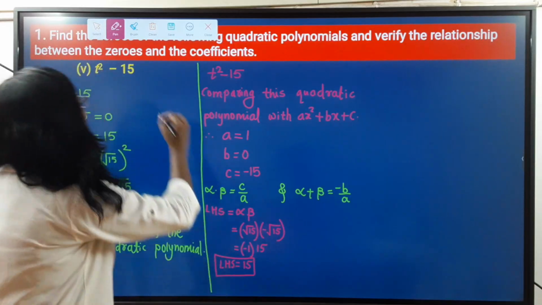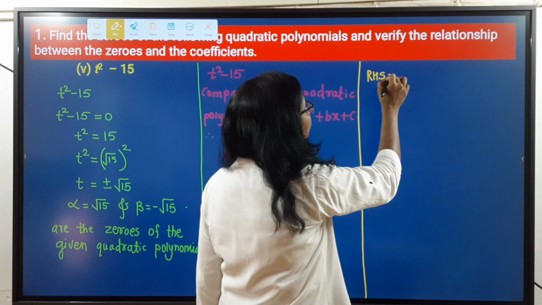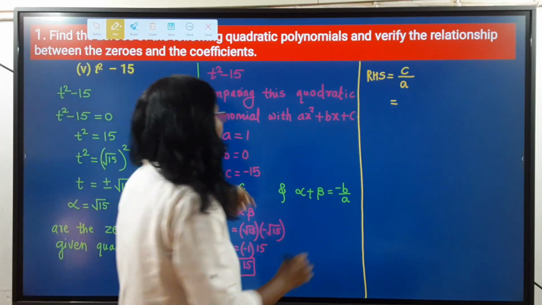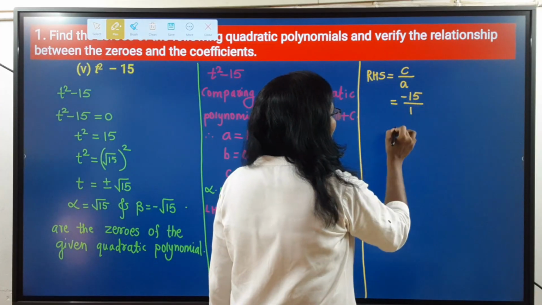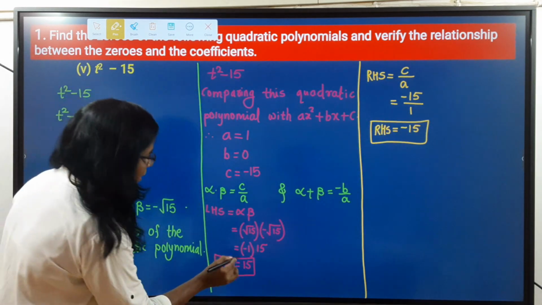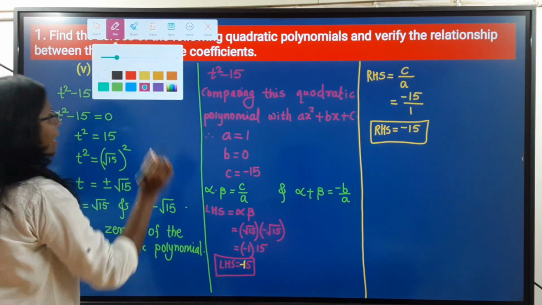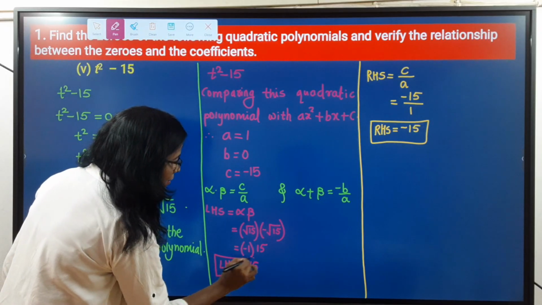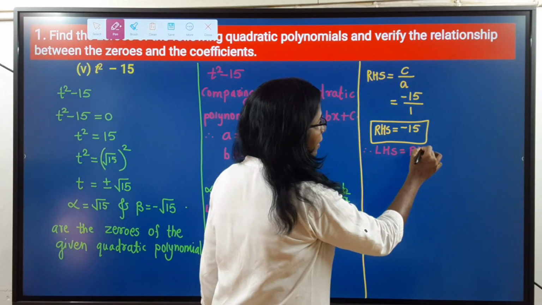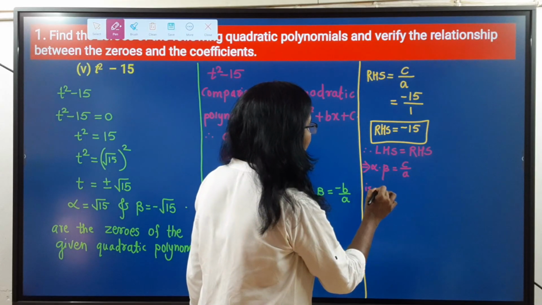Now the RHS, students. Here RHS is equal to C upon A. That means minus 15 upon 1. That means RHS is equal to minus 15. Here also, students, yes, there is a minus sign, minus 15. So here LHS and RHS are equal. Therefore LHS is equal to RHS, and it means that alpha into beta is equal to C upon A is verified.